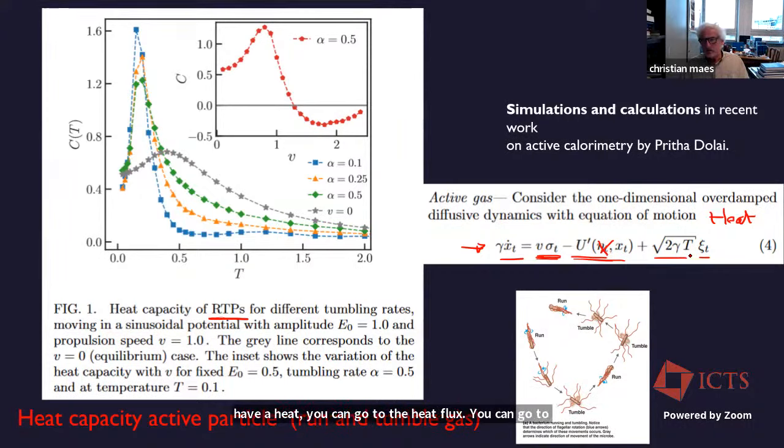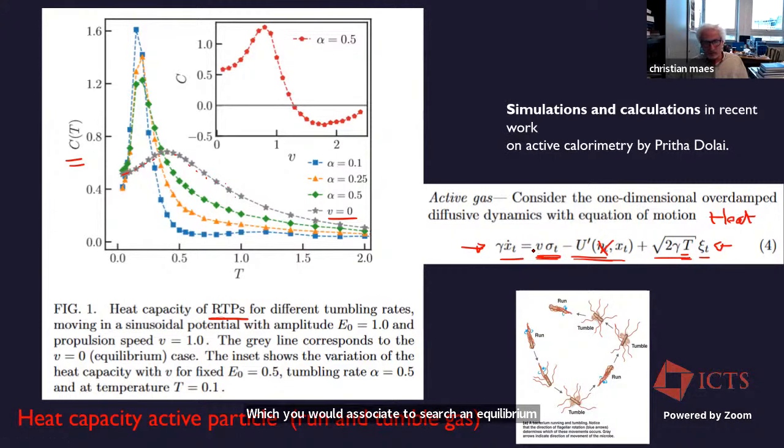What you're then going to do is to change the temperature and to understand how the excess heat changes. If you change the temperature, there will be an excess heat, meaning a change in that heat flux, and that per unit of temperature is what we are plotting here. So if there is no tumbling, if V is equal to 0, this is the usual equilibrium heat capacity, which is this gray curve here, for propulsion speed equal to 0. That's the usual heat capacity which you would associate to such an equilibrium system with a potential U.